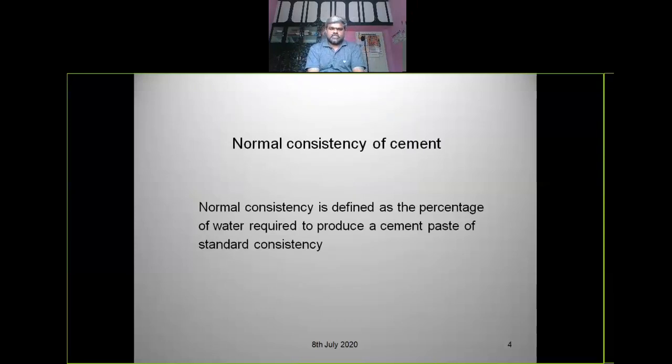So, normal consistency of cement. Normal consistency of cement is defined as the percentage of water required to produce a cement paste of standard consistency. Standard means it is not a pure liquid and it is not in a hardened state. So it is the percentage of water required to produce a cement paste.